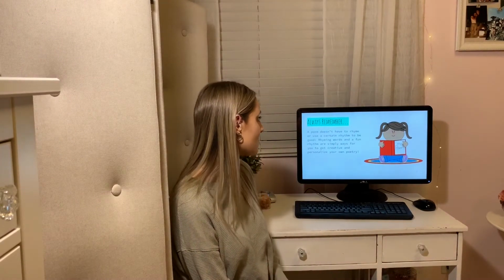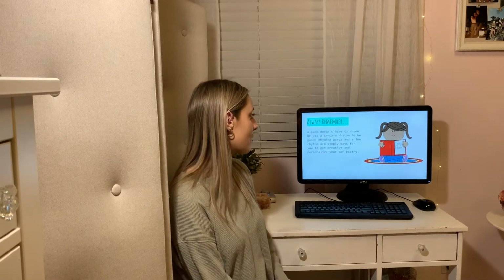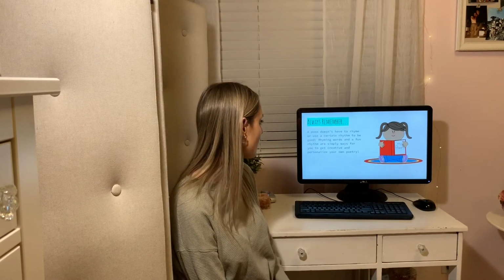Here's a really important note to remember. A poem does not have to rhyme or use a certain rhythm to be good. Rhyming words and a fun rhythm are simply ways for you to get creative and personalize your own poetry.